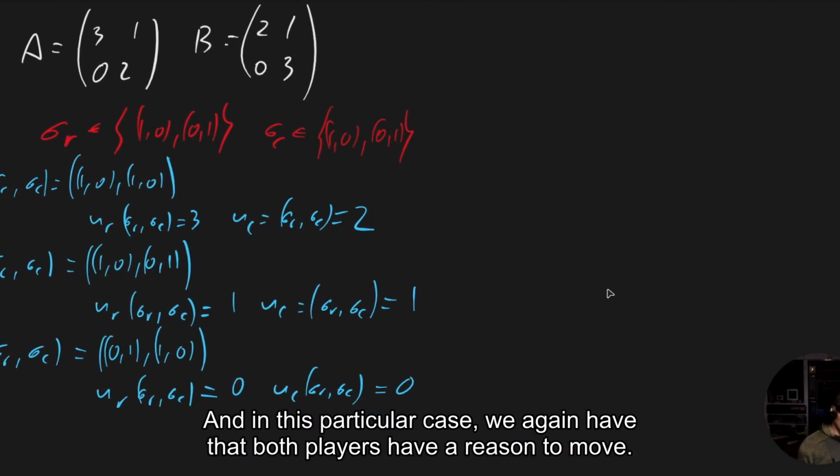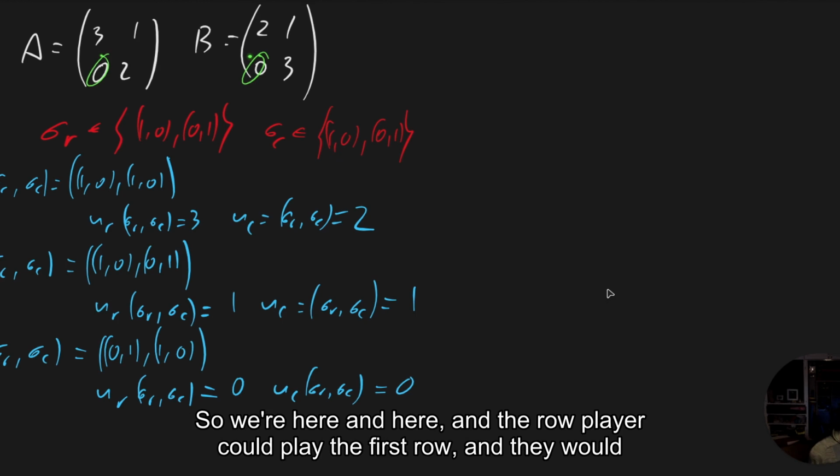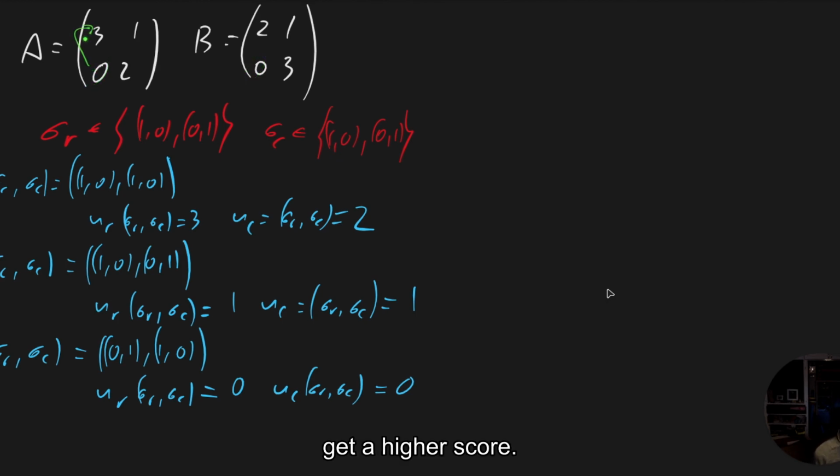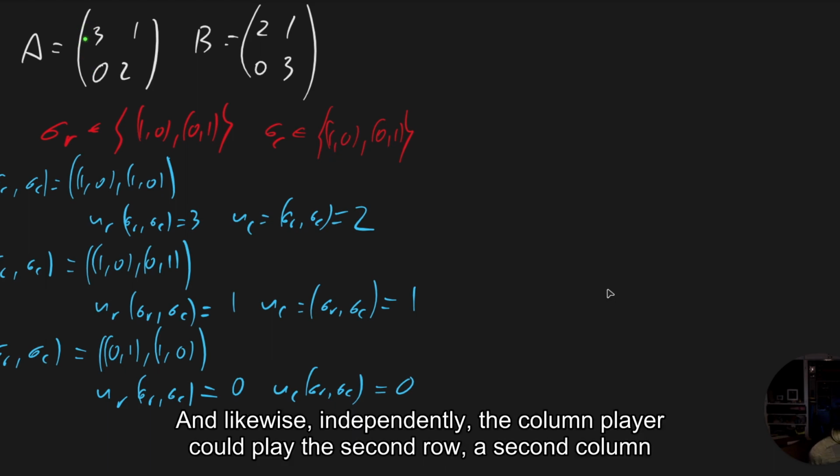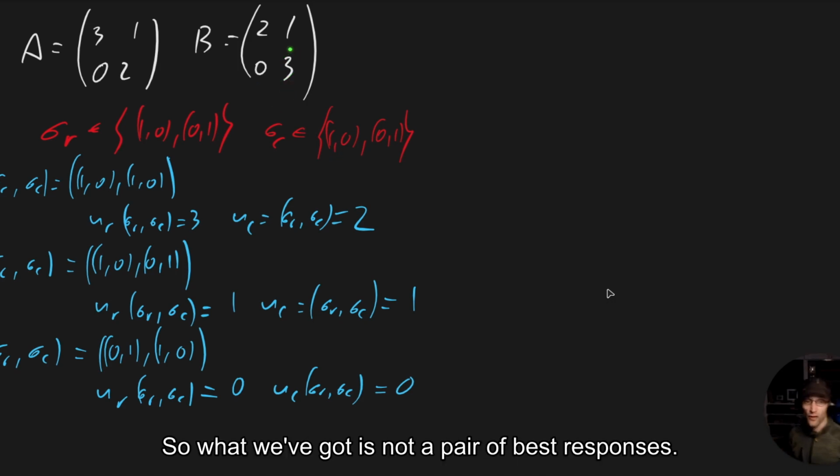And in this particular case, we again have that both players have a reason to move. We're here, and the row player could play the first row, and they would get a higher score. And likewise, independently, the column player could play the second row, second column, and get a utility of 3. So what we've got is not a pair of best responses.